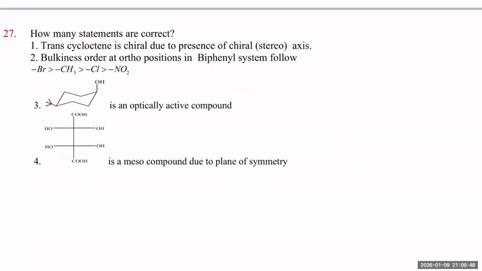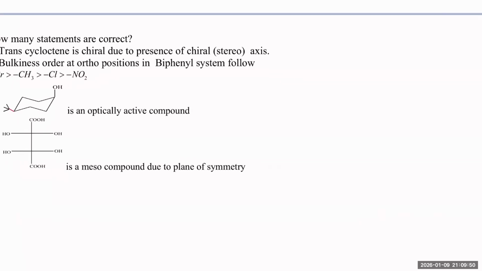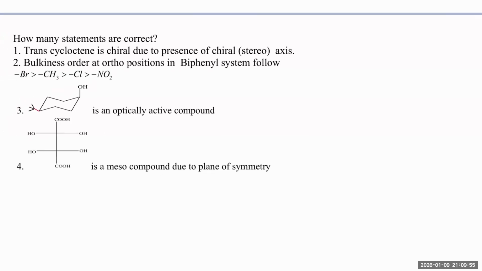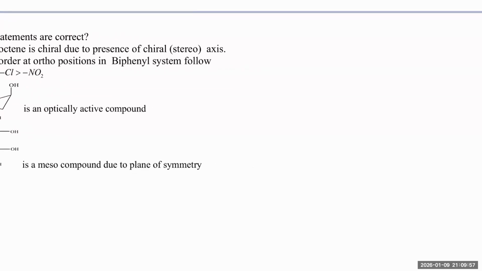How many of the statements are correct? Trans-cyclooctane is chiral due to the presence of a chiral or stereo axis, which is true. What does that mean? Let me explain.